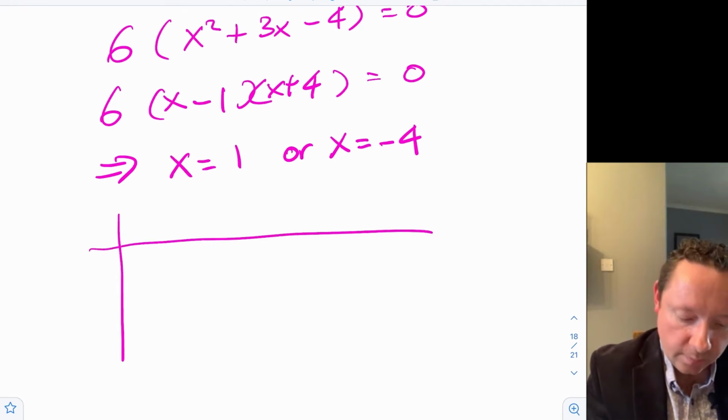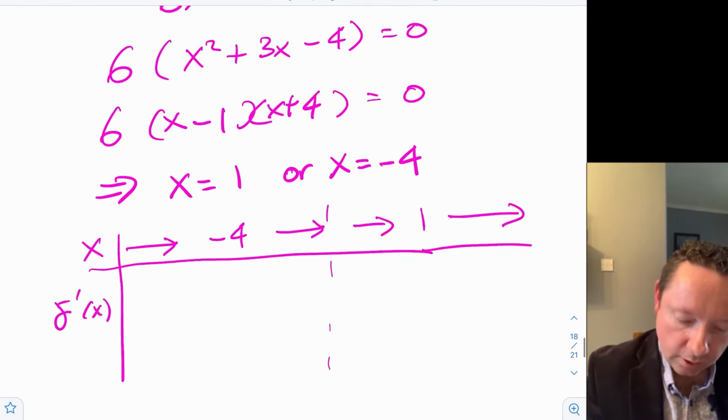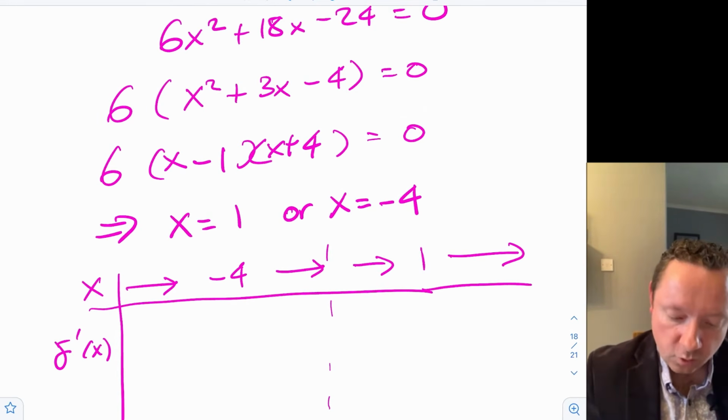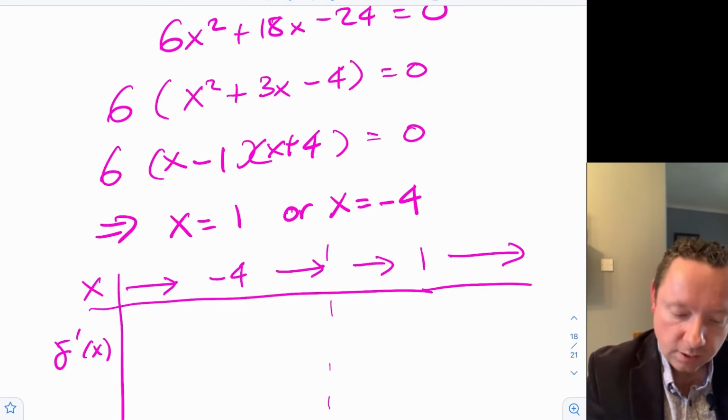If you're using a nature table, you'll go along to minus 4, along, and then along to 1, and then along. And then you're just going to examine the derivative. So looking at our derivative, a number before minus 4, let's try minus 5. Minus 5 minus 1 is minus 6. And minus 5 plus 4 is minus 1. A minus times a minus is a plus. So it's positive there. It's 0 here. Between these two numbers, let's just try 0 then. Minus 1 times 4 is minus. It's negative there.